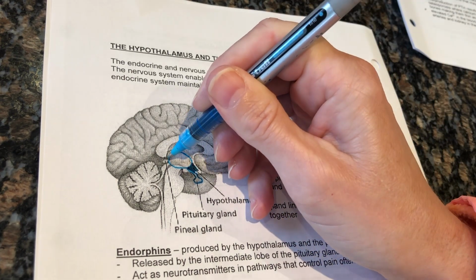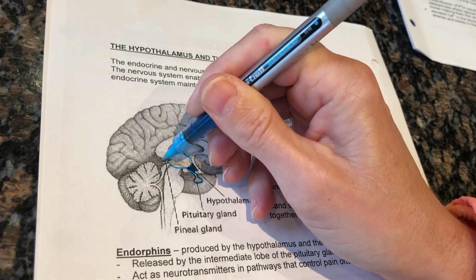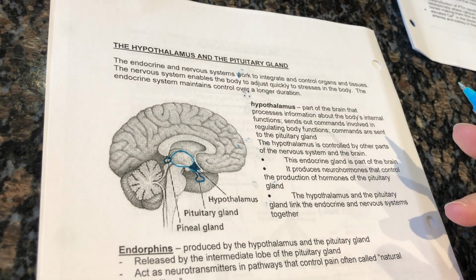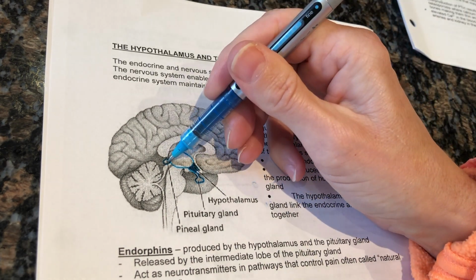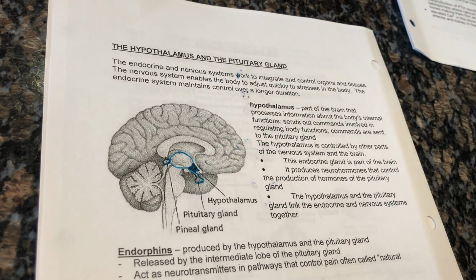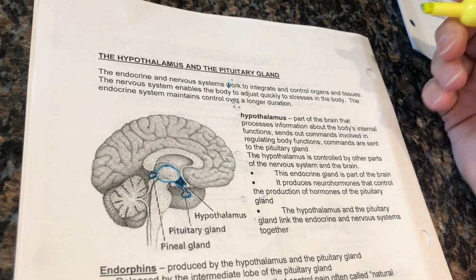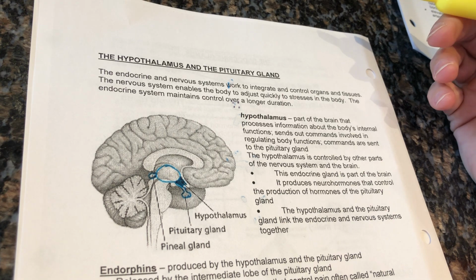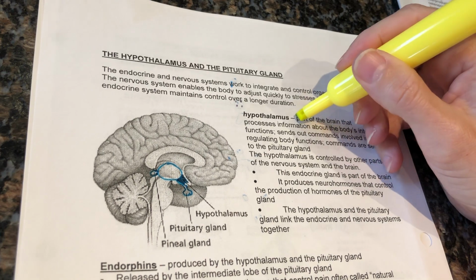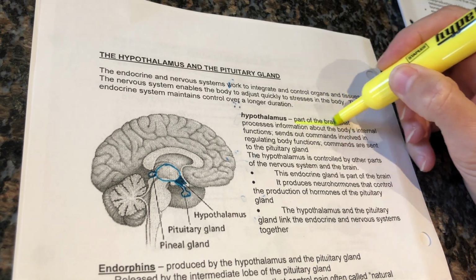And then when we get to it, because we're going to talk about the pineal gland also, the pineal gland is here. And so this is a really good diagram that shows you the difference. So we've got the pineal gland, hypothalamus, and pituitary gland. All right, and the hypothalamus is part of the brain. So when we study the nervous system and we study the brain, we're going to be talking about the hypothalamus again. So the hypothalamus is indeed part of the brain.